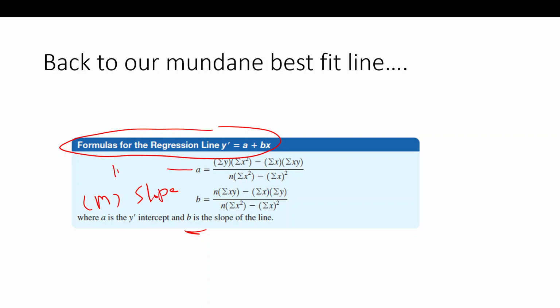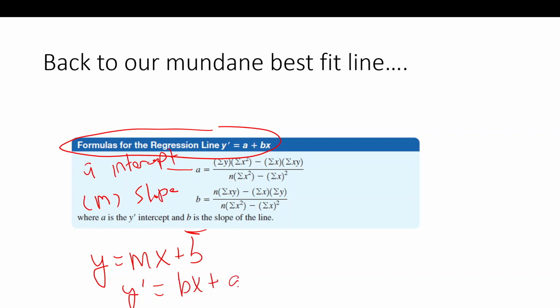Now that's going to make you super crazy because the intercept we call a, and you're used to the intercept being called b because y equals mx plus b, okay? In stats land, this is y prime equals bx plus a, which we also like to muck around and write this way. So the letters aren't consistent, and it's even worse because the slope in statistics is the same letter that you use for the intercept in algebra. Sorry.